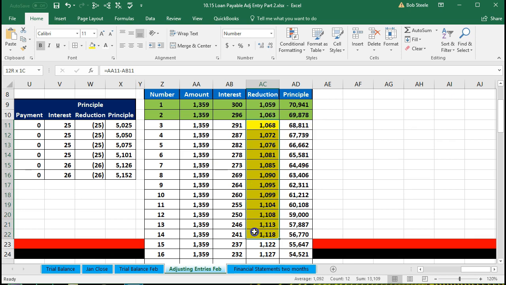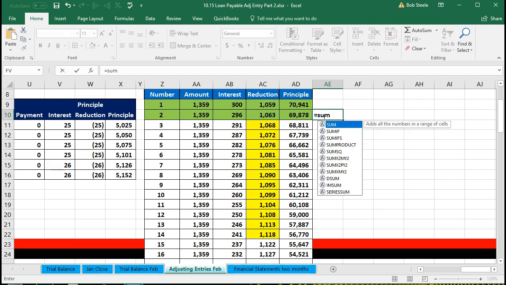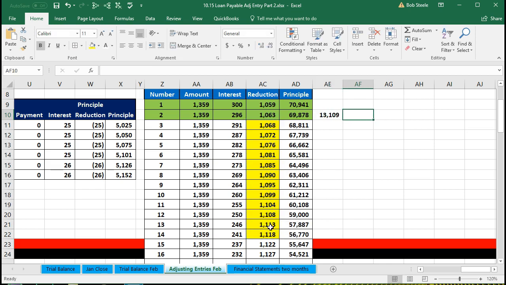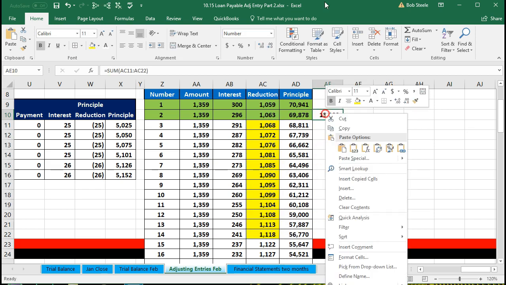If we highlight this, it adds up to 13,109. That's what we're going to put here. This is going to be the short-term portion, equals the sum, double-clicking the sum function of these yellow items. Those are them, tab, and that's going to be the short-term portion. I'll make that yellow, right-click and make that yellow.